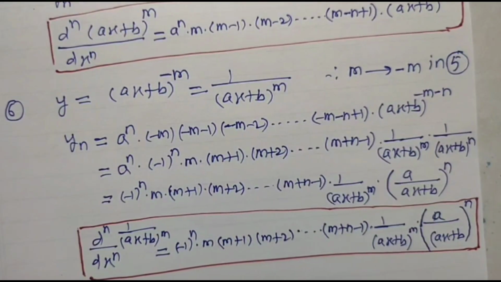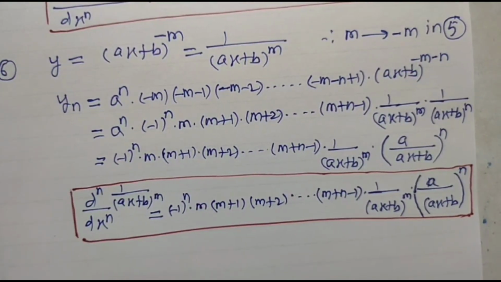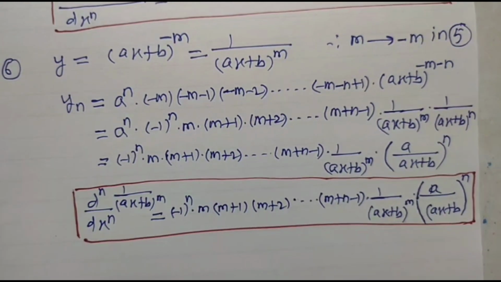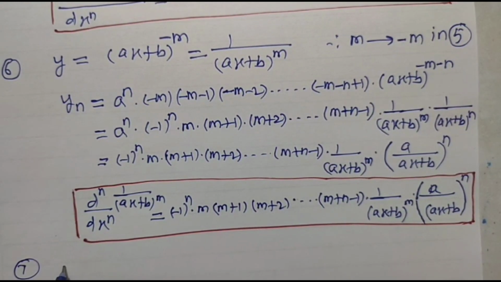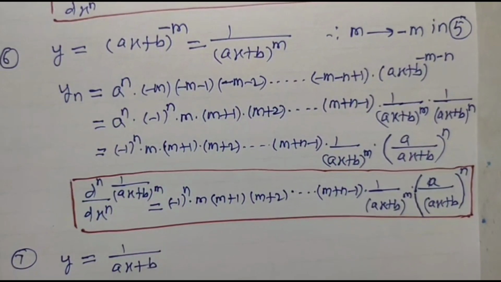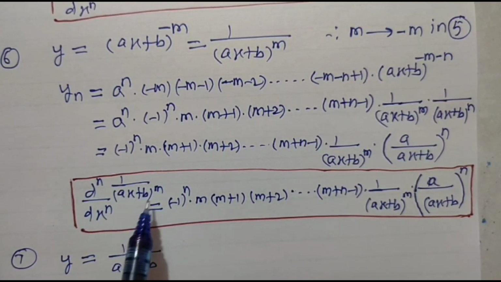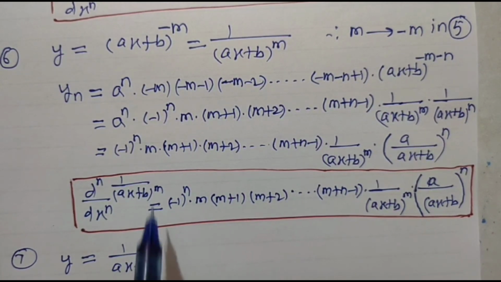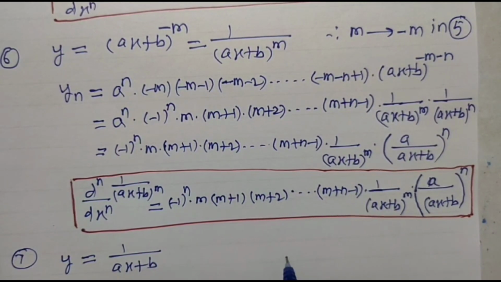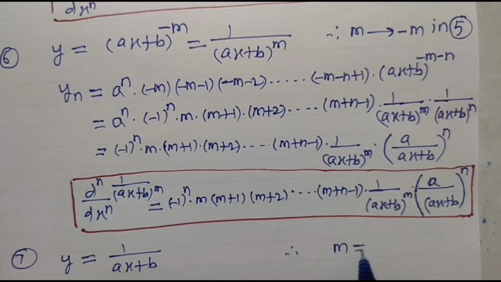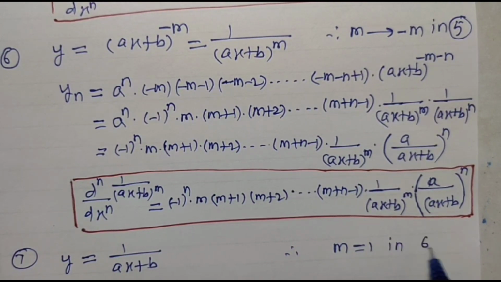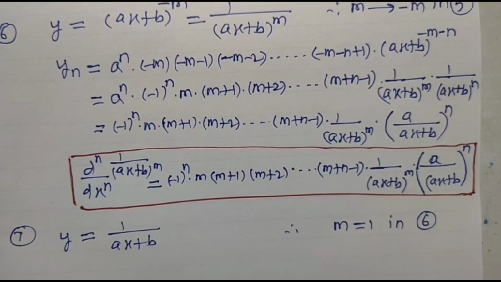Now using formula number 6, we have to prove the next formula, formula number 7. Suppose y is 1 upon (ax plus b), then find the nth derivative of y. In formula number 6, we have 1 upon (ax plus b) to the power m, and here (ax plus b) to the power 1. Replacing m by 1 in this formula gives the nth derivative of this function. So we substitute m is equal to 1 in formula number 6.